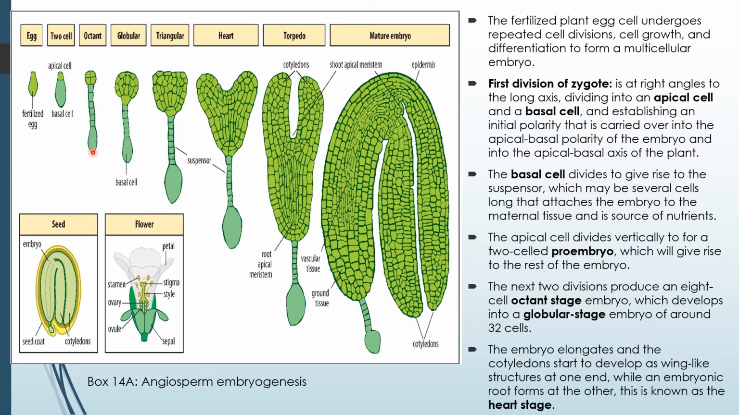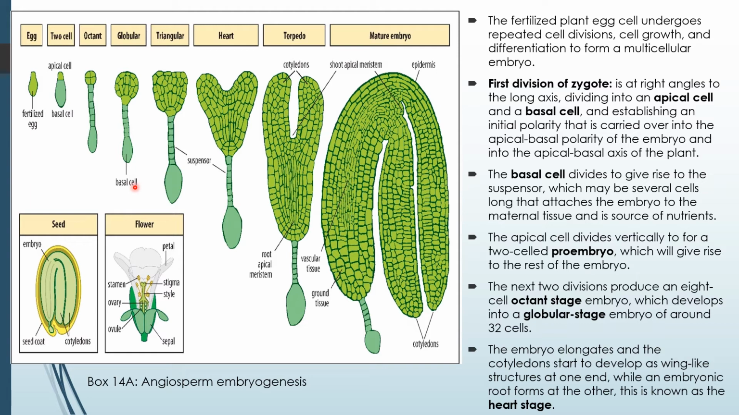This is what you call the octant. Kaya siya tinawag na octant kasi 8 yung cell. And into a globular stage embryo of around 32 cells. So this is the globular type. Okay, again, this is the fertilized egg. It will eventually be a proembryo, developing into an octant and then a globular.